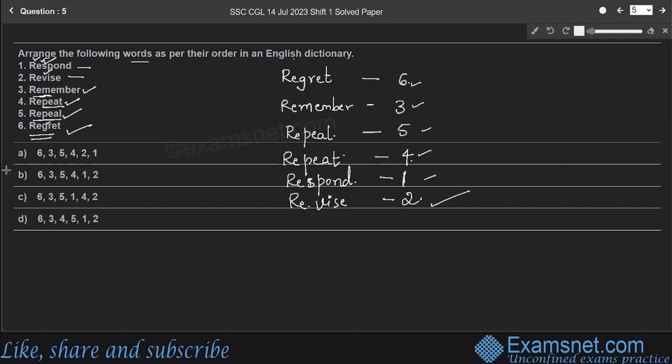Look at the options, right? According to their order in an English dictionary, the order is 6, 3, 5, 4, 1, 2, option B, right? Regret comes first. After that, remember, repeal, repeat, respond, and revise.